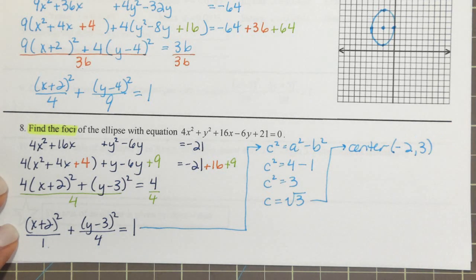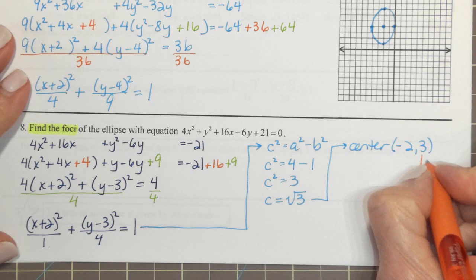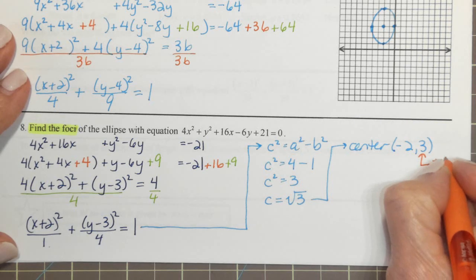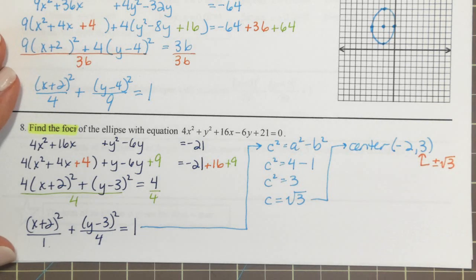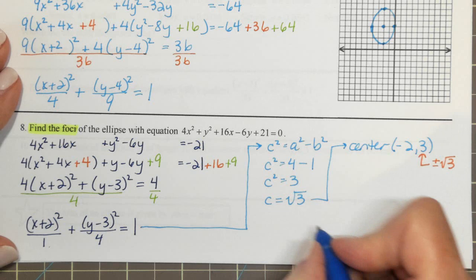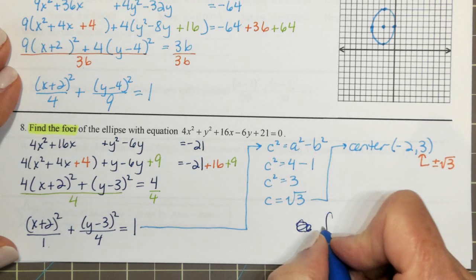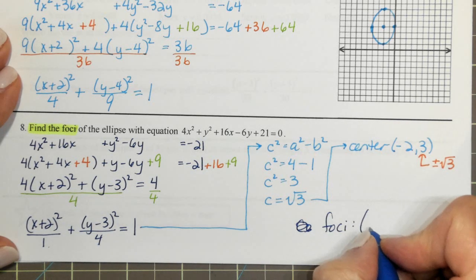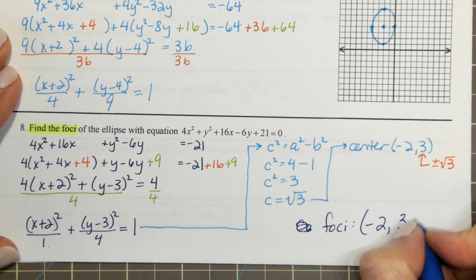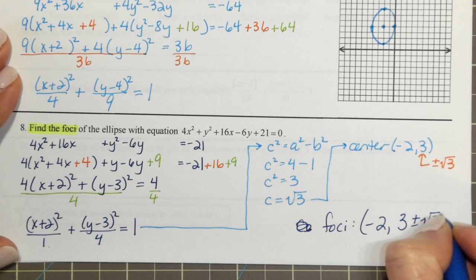And for this ellipse, the foci lie in the y direction, because 4 is larger than 1. So I add and subtract square root of 3 from my y coordinate to get the foci. So the foci will be (-2, 3 plus and minus square root of 3).